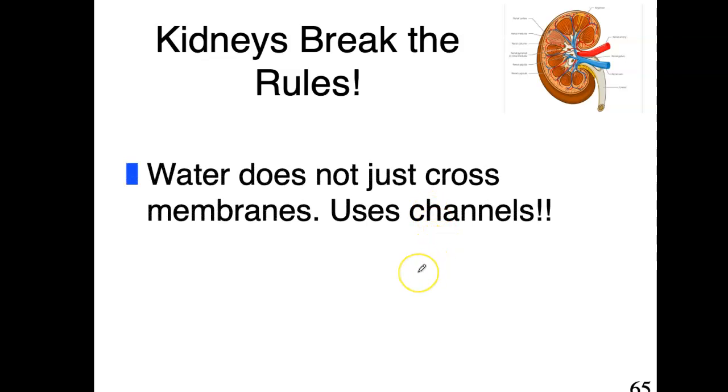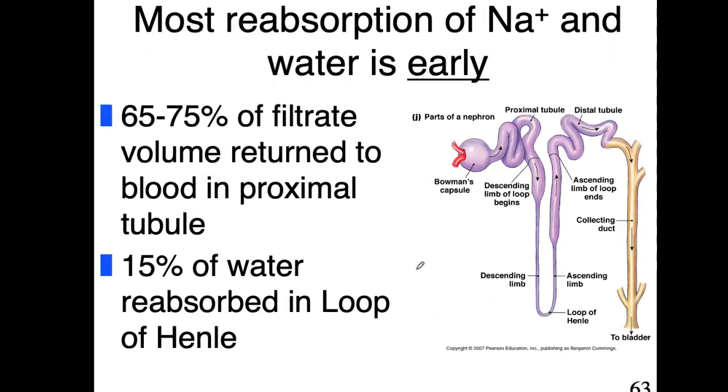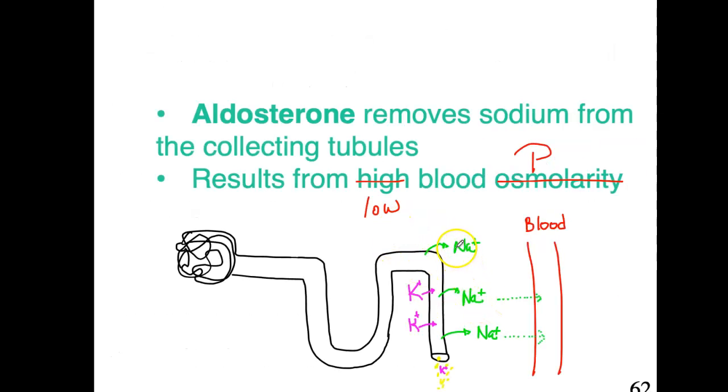So I want to say that kidneys really break the rules. Water doesn't just cross the membranes, it uses channels. Cells don't shrivel up in high salt content. They live, they're not destroyed. I want to back up a little bit though, you guys. I want to show you that if we make it more salty in this interstitial region, it's also going to allow this salt to come back into the blood, and then water is going to follow. So the way that aldosterone is helping that reabsorption of water is creating a concentration gradient for that water to leave that collecting duct.